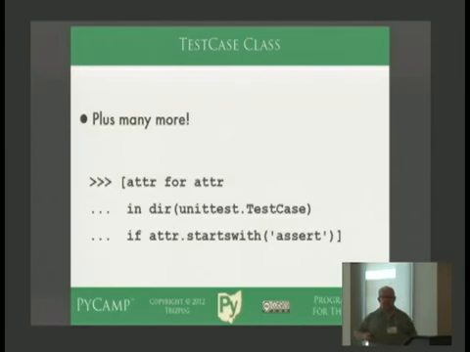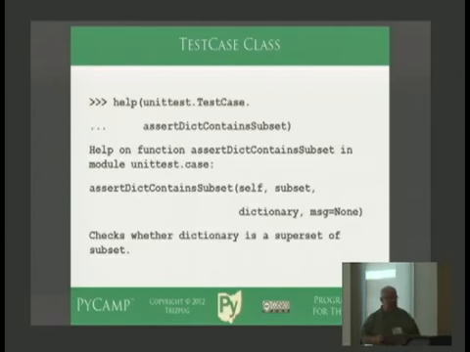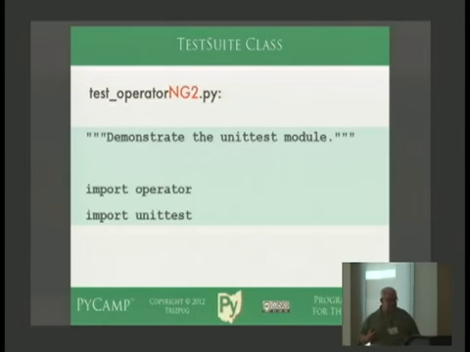Okay, so you can look at all the attributes in unittest.TestCase and filter them for the ones that start with the string assert, and you'll see that there are many, many of these assert methods built into TestCase. If you find one of them, you can use Python's built-in help to take a look at what it does. Here's one called assertDictContainsSubset. It checks to see if one dictionary is a subset of another dictionary. Lots of convenience methods.